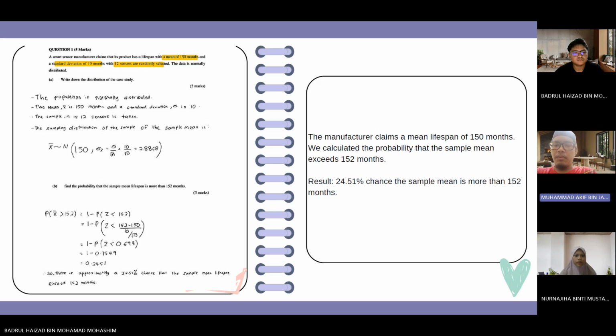And for B, we use the formula 1 minus P(Z less than 152). The manufacturer claimed a mean lifespan of 150 months. We calculate the probability that the sample mean exceeds 152 months. Result: 24.15% chance the sample mean is more than 152 months. So for the next question, I present my friend.